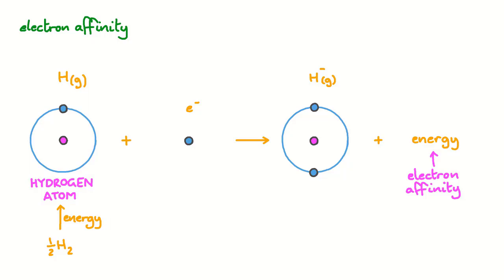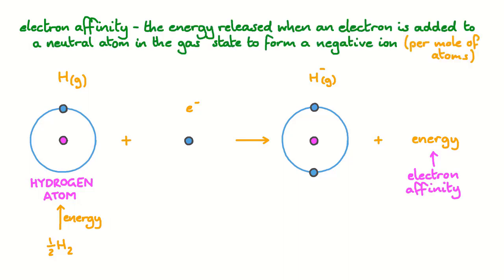We also use the word electron affinity to refer to the overall process of adding electrons. Electron affinity is defined as the energy released when an electron is added to a neutral atom in the gas state to form a negative ion. And we usually express electron affinities in kilojoules per mole of atoms.